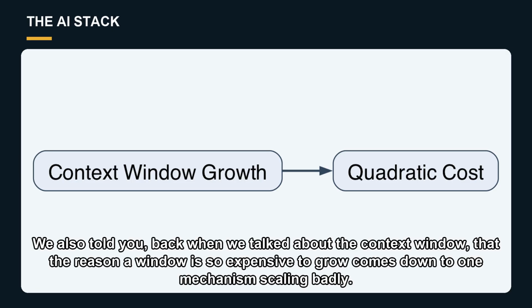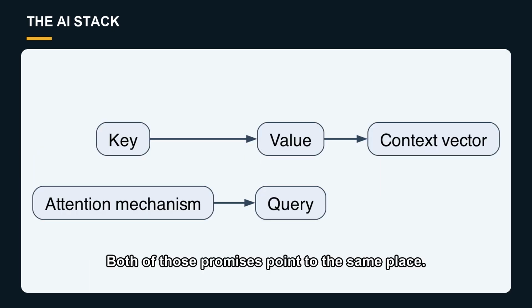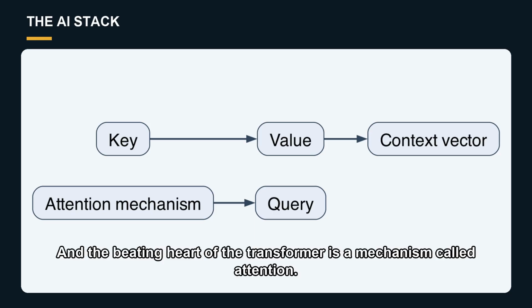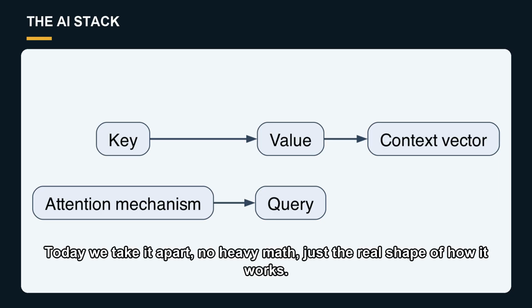We also told you, back when we talked about the context window, that the reason a window is so expensive to grow comes down to one mechanism scaling badly. Both of those promises point to the same place. The single most important idea in modern AI, the one that the entire field is named after, the transformer. And the beating heart of the transformer is a mechanism called attention. Today we take it apart. No heavy math, just the real shape of how it works.